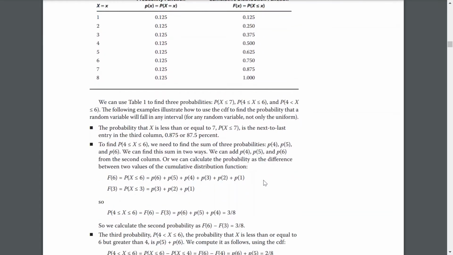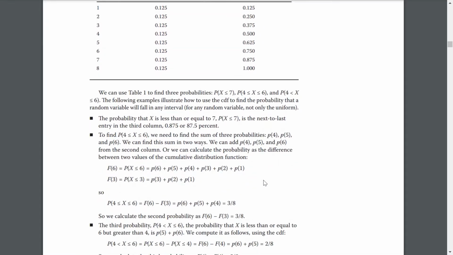We could use Table 1 to find probabilities, for example the probability that X is less than or equal to 7, or the probability that X is between 4 and 6. I would suppose this is discrete, right? So if it's discrete, then it will just take 5 in this case, for the probability that X is between 4 and 6.